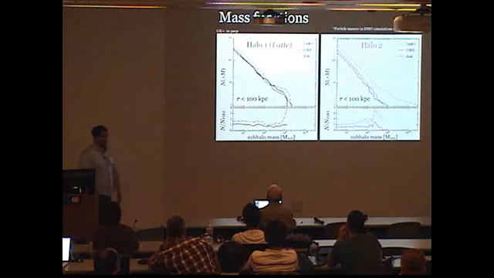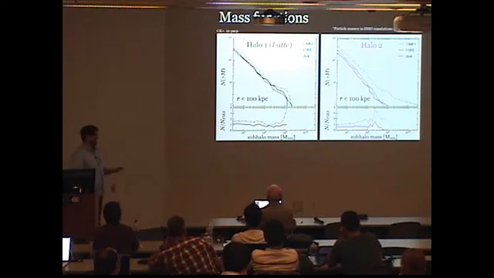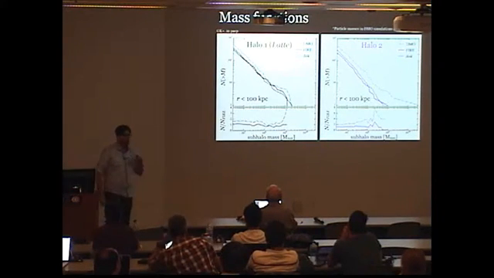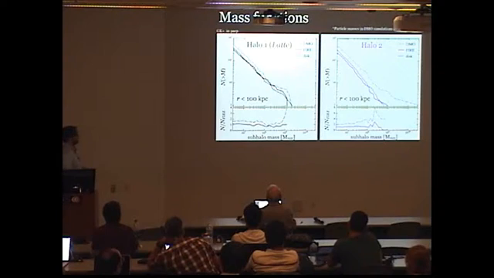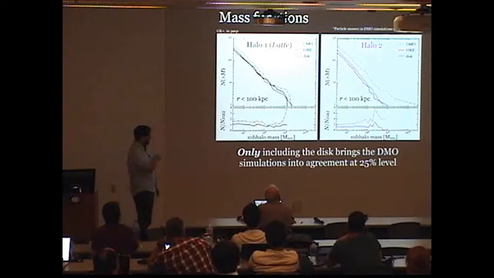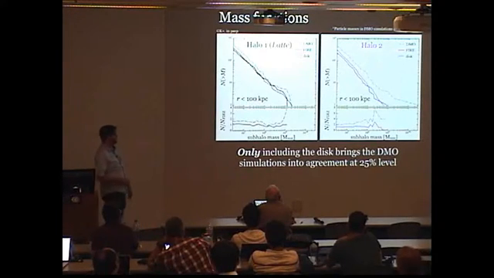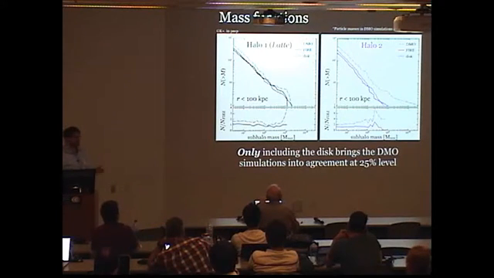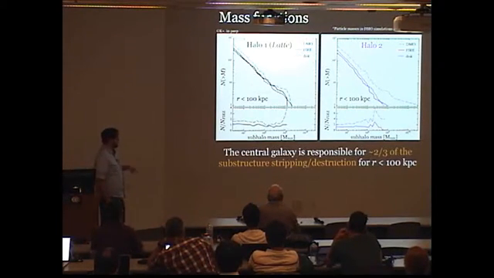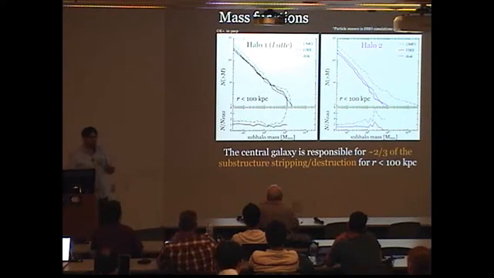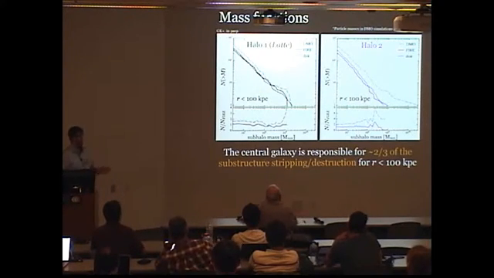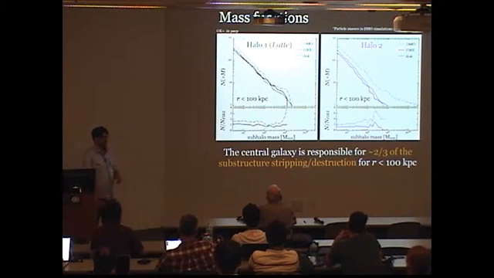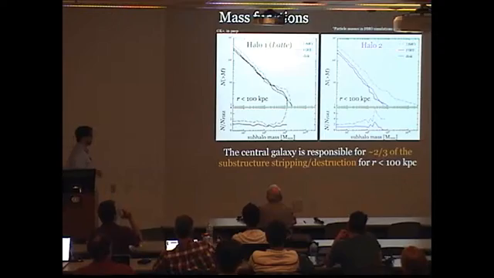We have a second halo that has not yet been published, but it has identical physics to the Latte simulation, identical resolution. Like I said, I had hoped Andrew was going to talk about it. You can see that we're doing even better in this halo 2, actually. I can talk about why I think that's happening afterwards if you guys are interested. The point here that I want to make, though, is that only including the disk brings the dark matter only simulations into agreement at about the 25% level. That means that the central galaxy is responsible for 2/3 to 75% of the substructure stripping and destruction within the central 100 kiloparsecs. So the central galaxy is hugely important.